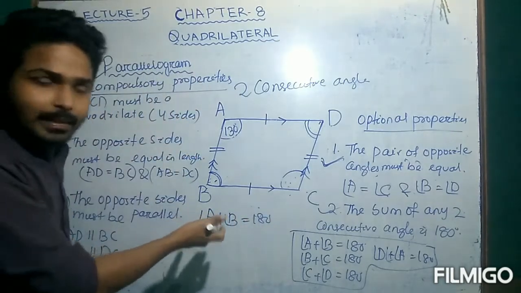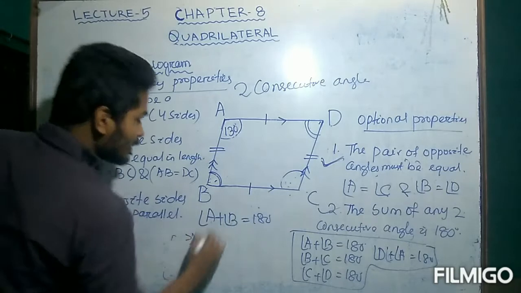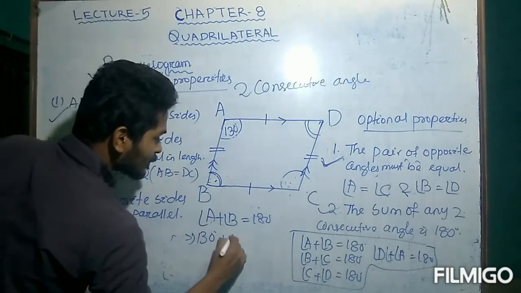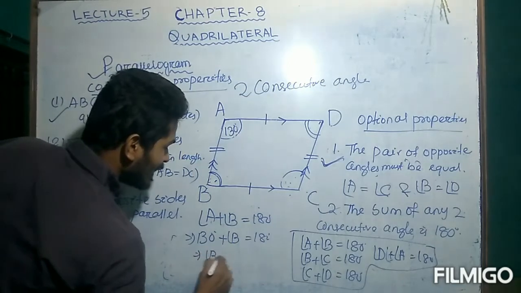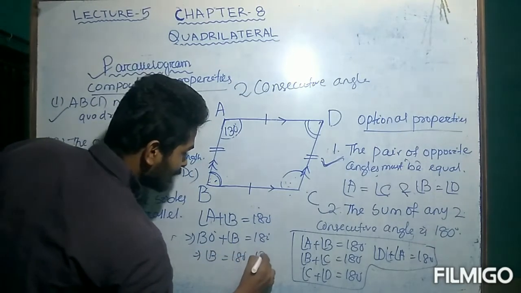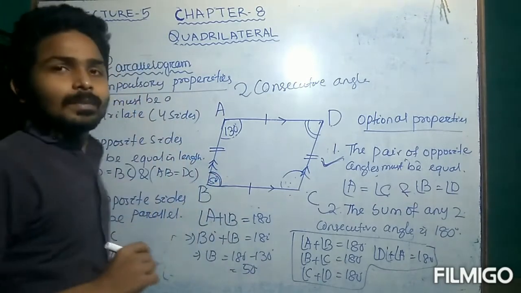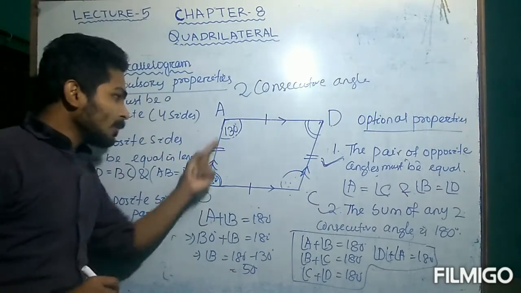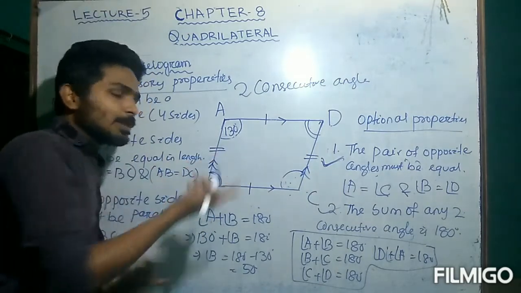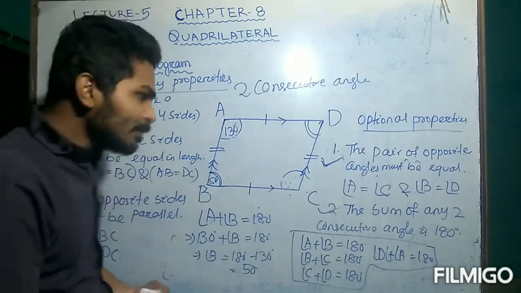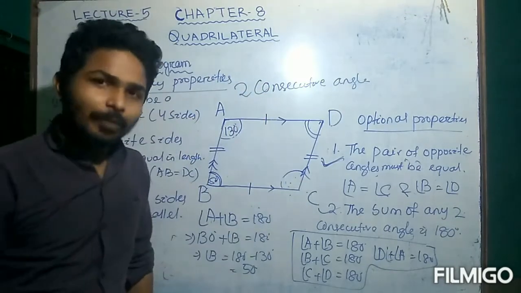Without any doubt, you can write angle A is 130 plus B is equal to 180. So what is the value of B? The value of B is 180 minus 130, which is 50. Right? Now we find that these two angles must be added to give 180. 130 plus 50 is how much? 180.